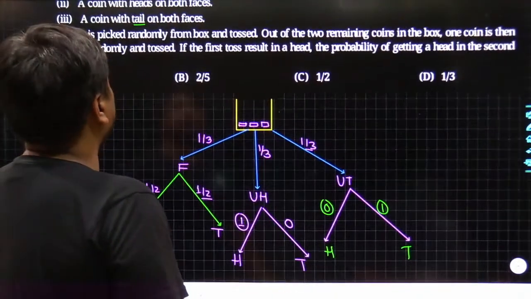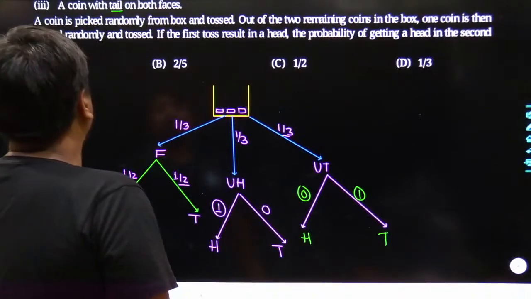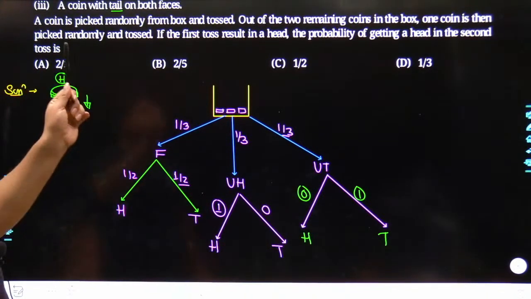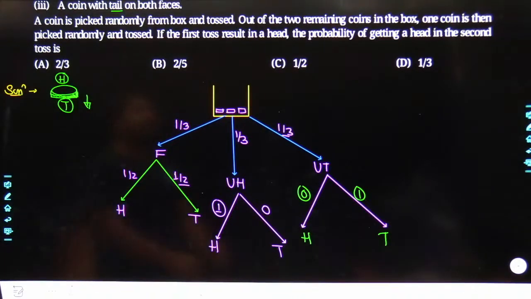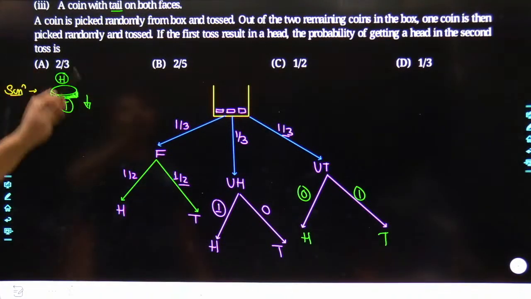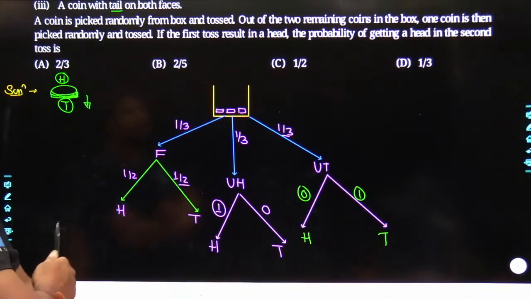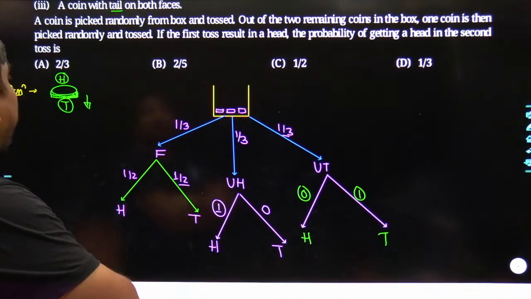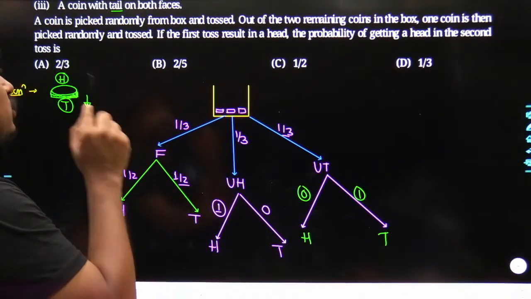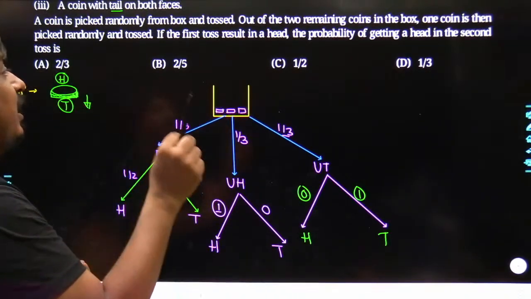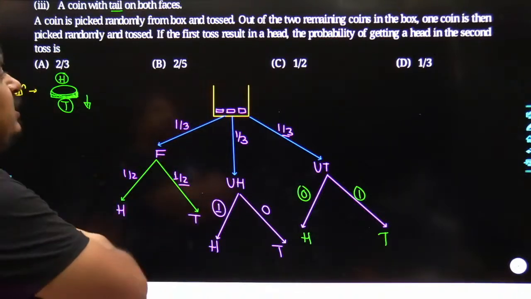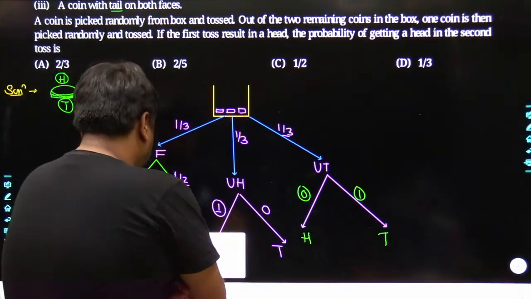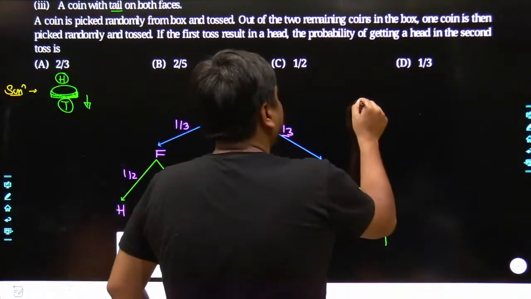Now try to focus on what the problem exactly says. A coin is picked randomly from the box and tossed. Out of the 2 remaining coins in the box, 1 coin is then picked randomly and tossed. If the first toss results in a head, the probability of getting a head in the second toss is. So just write the complete problem into its equivalent axiomatic form.